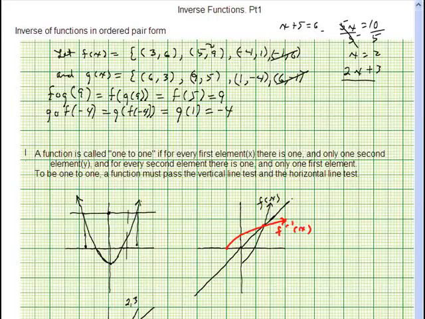Okay, so to get the inverse of a function, draw the line y equals x and reflect the original function on y equals x. And that completes the first podcast.